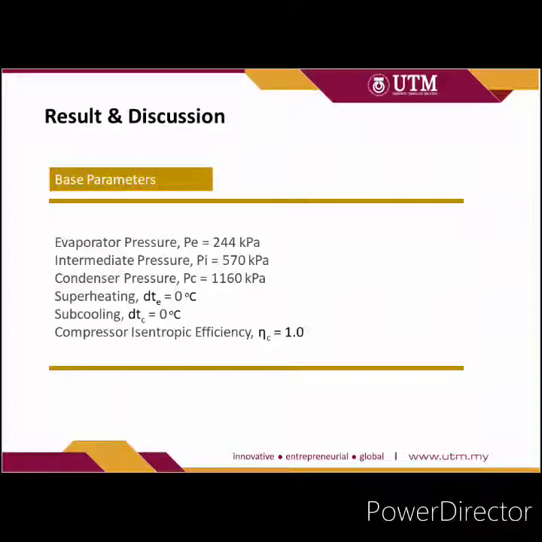To study the cases, we need to set base parameters as a reference. This consists of 6 parameters. Evaporator pressure I set to 244 kilopascal. Next, intermediate pressure I set to 570 kilopascal. Next, condenser pressure I set to 1160 kilopascal. Next, superheating I set to 0 degrees Celsius. Next, subcooling I set to 0 degrees Celsius. Last but not least, I set compressor isentropic efficiency to 1.